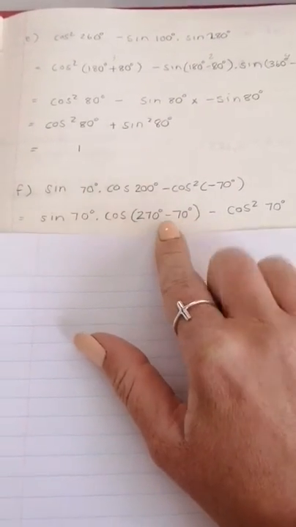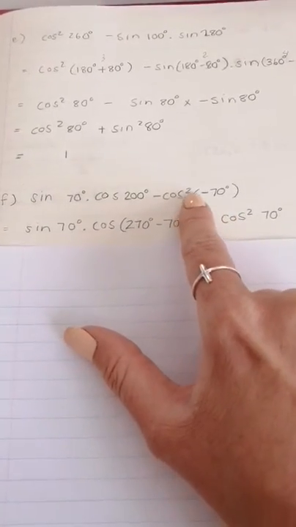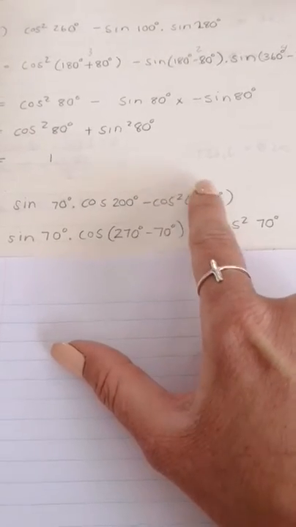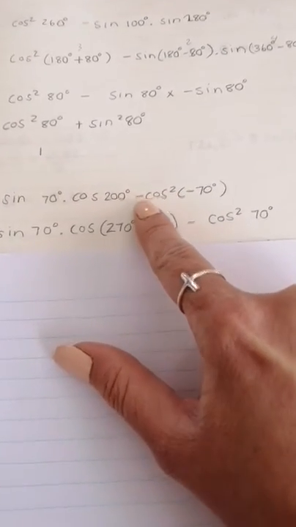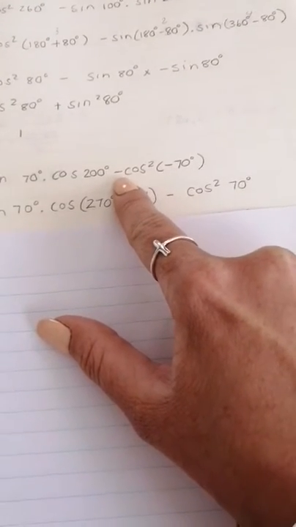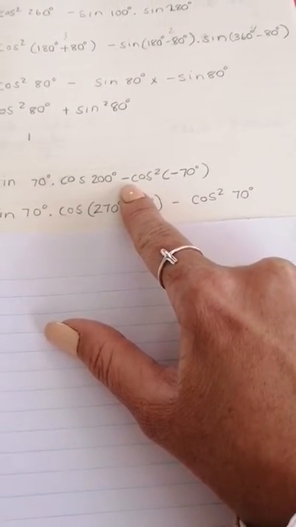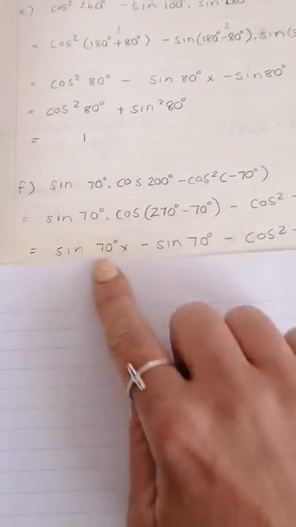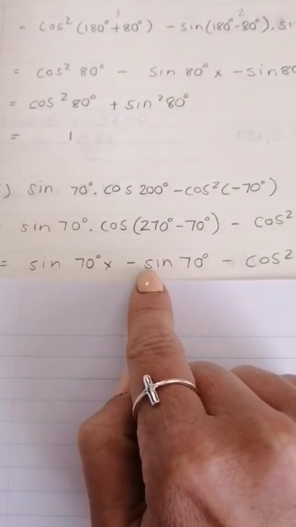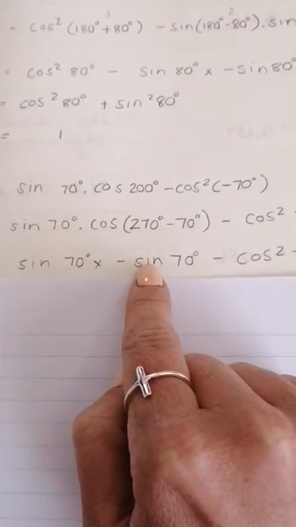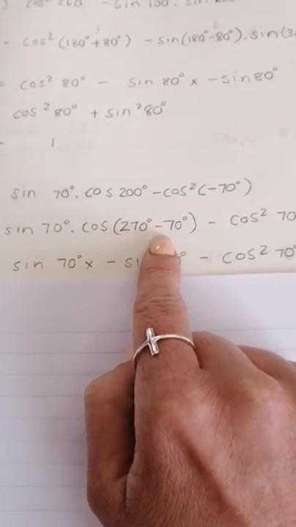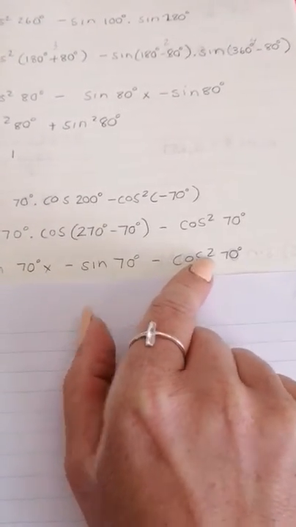Everyone fine? Okay, and then that one, the cos of a negative angle is the positive, no? But then that square keeps it positive, but it doesn't change that negative. Okay, that is minus, that's not the negative. You understand the difference? Okay, so now if I look at it, sin 70, cos 270 is a co-function, so it changes into negative sin 70 because 270 minus is in the third quadrant. And then minus cos squared 70.